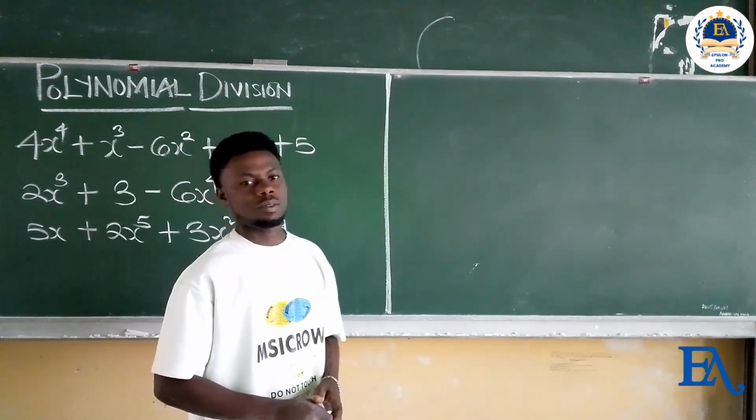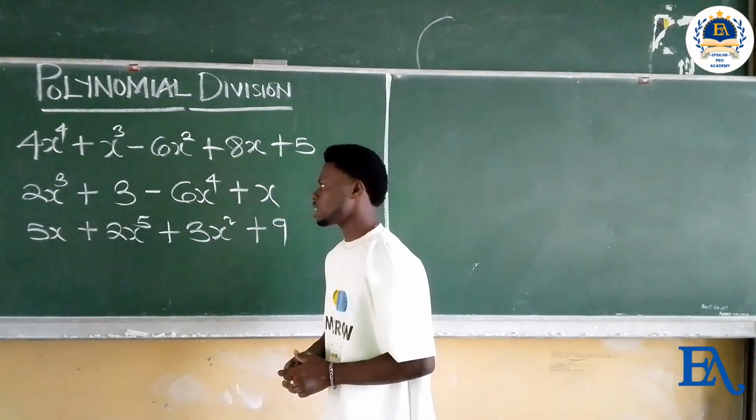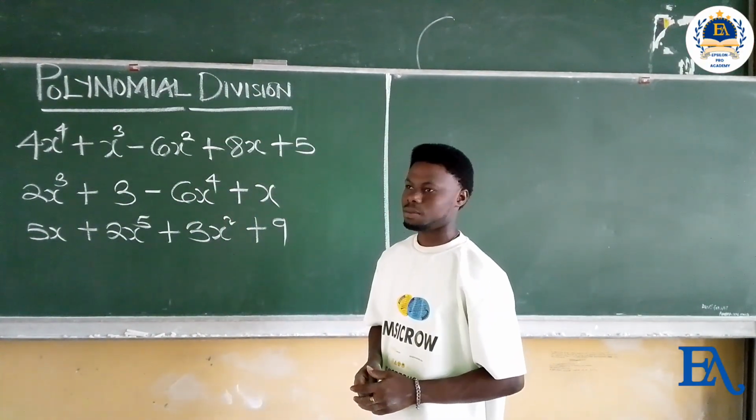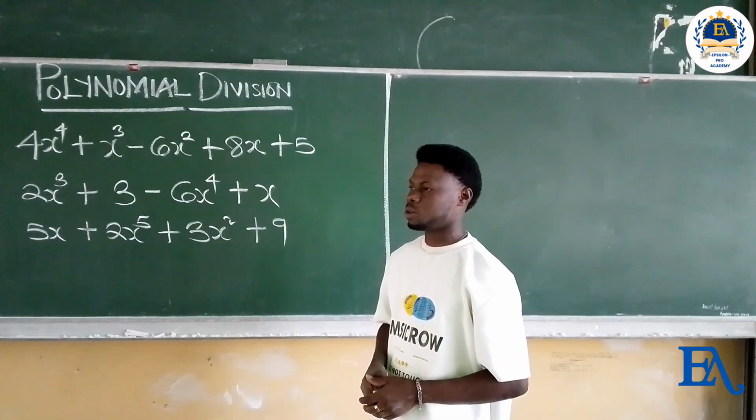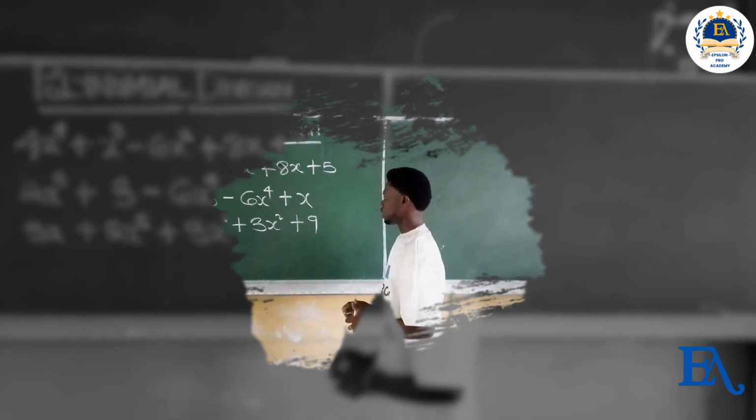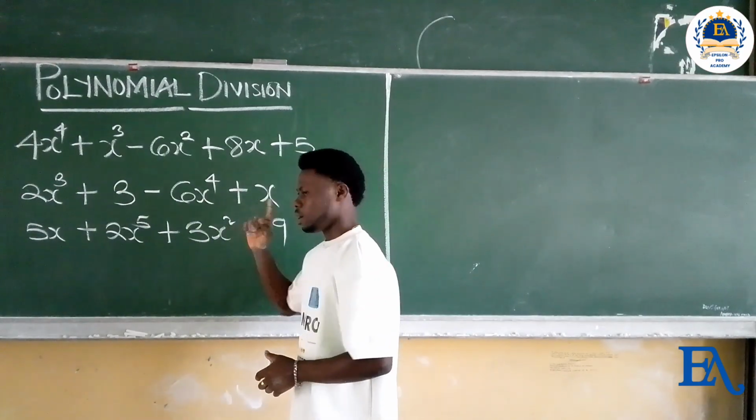Now take note of this. When we say polynomial, the index must not be negative. Their powers will never be negative. Again, it will not contain a fraction as its power. The power must be a whole number.